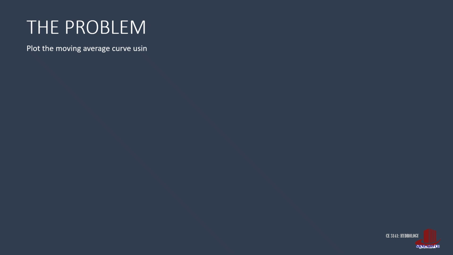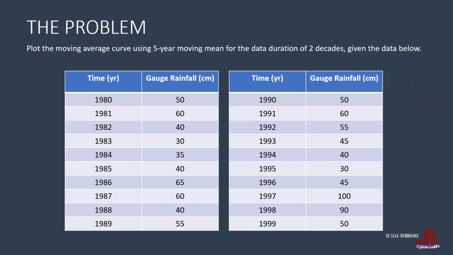Let's check this example to understand how to go about this type of curve. The problem contains a record of rainfall in a certain catchment area from 1980 to 1999, exactly 2 decades. The rainfall observed is in centimeters. We are to illustrate the moving average curve to see how storms occur.